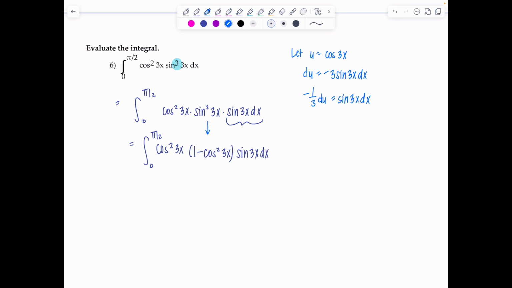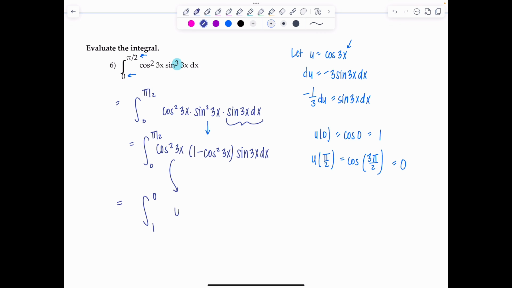So let's see here. These limits are x limits. I'm going to plug them in for x here, where I made my u sub. So u of 0 is cosine of 3 times 0, which is 1. And then u of pi over 2 is cosine of 3 pi over 2, which is 0. Okay, so now we can rewrite the integral all in terms of u. We're going to have new lower limit 0 becomes 1. New upper limit pi over 2 becomes 0.